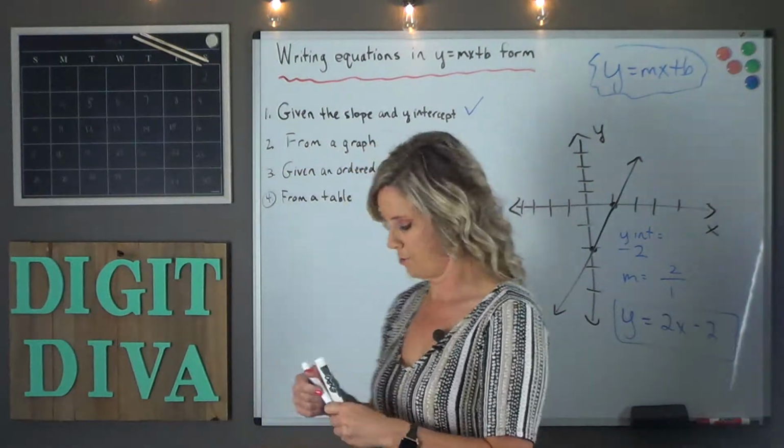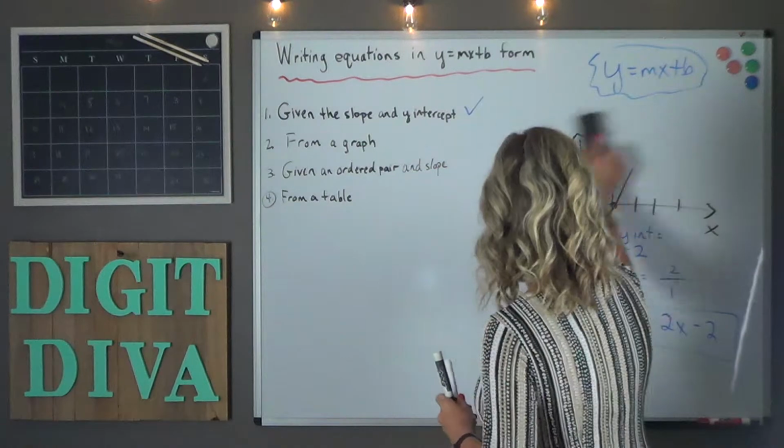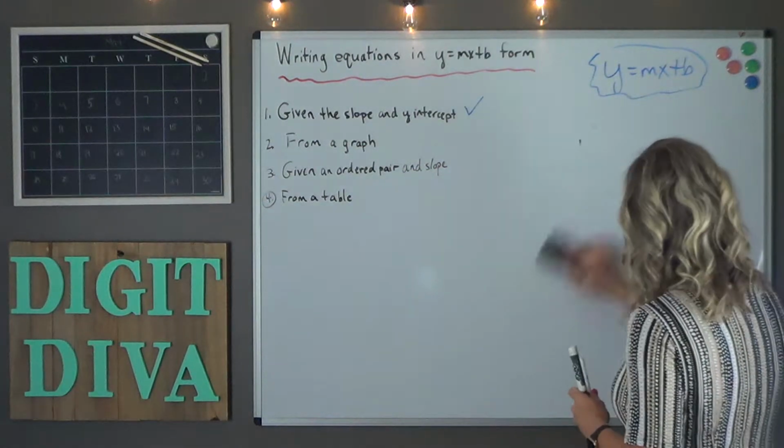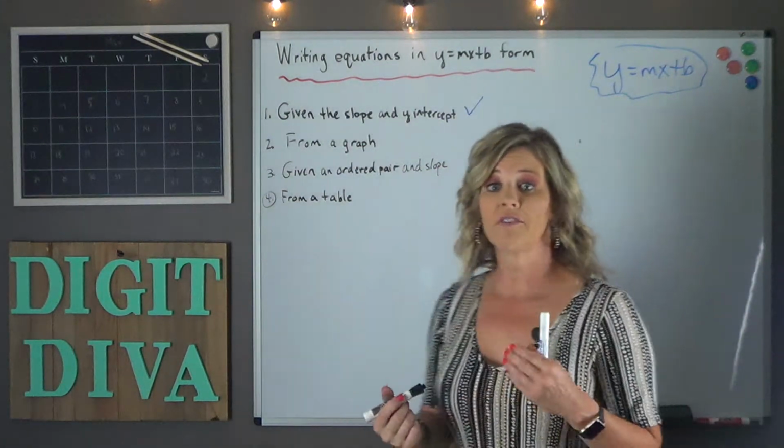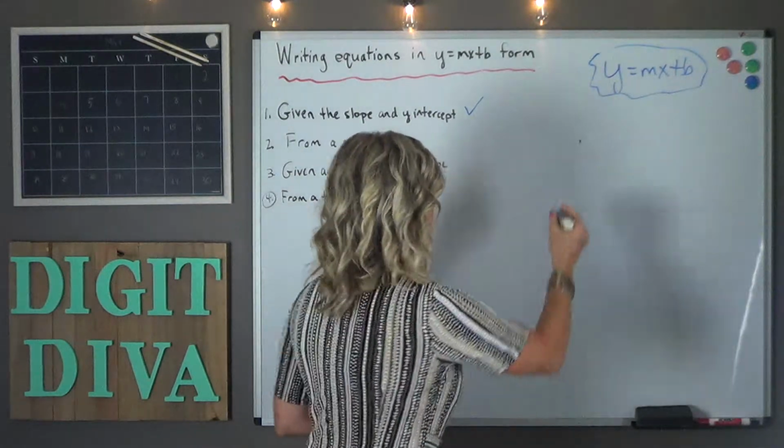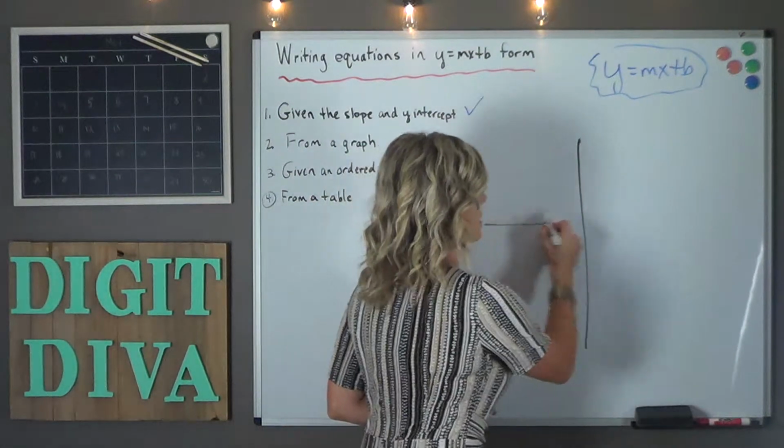Let's try another one. This time, let's let our graph have a negative slope. Okay. So we have our x and our y-axis again.